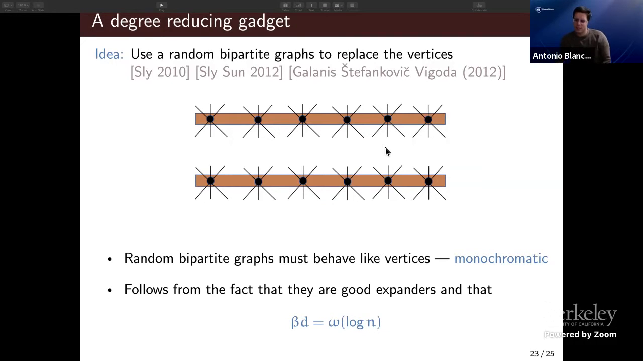The first one is that the random bipartite graphs are good expanders, but also that beta d, our sparsity parameter, is at least omega of log n. Okay.